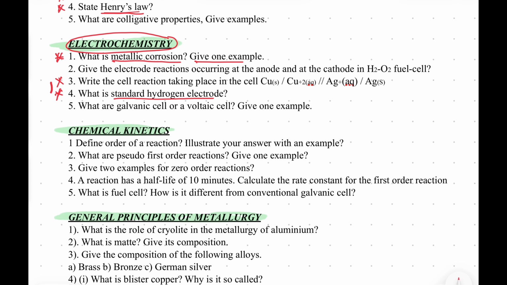Write the cell reaction taking place between Cu(s)|Cu2+(aq) and Ag+(aq)|Ag(s). Any one cell will be given and we need to write the cell reaction. Such questions are asked. The next, fuel cells, is not that important, but sometimes it is asked in an examination. The last one, galvanic cell or voltaic cell, is not much important. These are the four important VSAQs in electrochemistry.